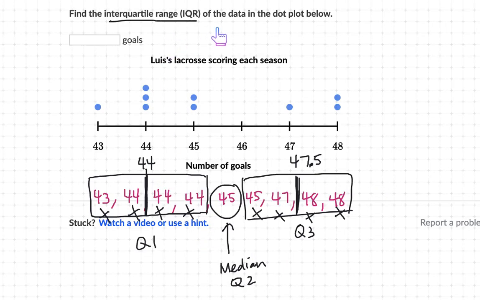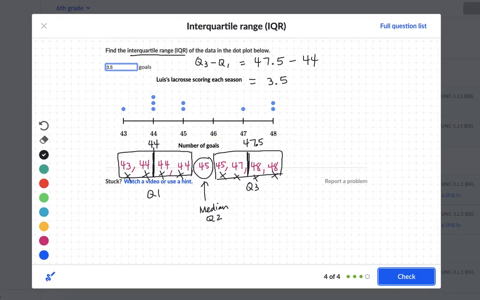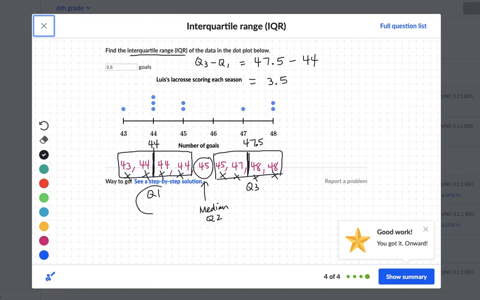Now remember, interquartile range is quartile 3 minus quartile 1. So I need those numbers. 47 and a half is quartile 3. Subtract 44, which is quartile 1. And when I do that math, I should get 3 and a half. So that'll be my interquartile range. All right. So again, find the median 2 more times, and then it's your quartile 3 minus quartile 1.